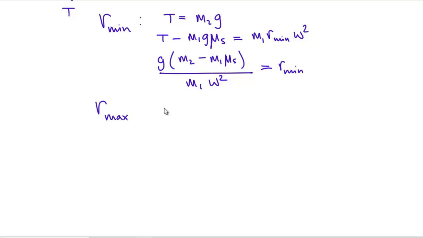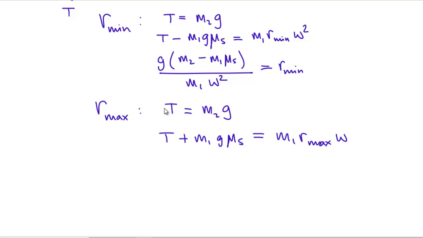The only thing that's going to change then for R max is the sign in the second equation. For R max, the thing hanging over the edge is still, nothing's changed as far as that's concerned, the tension's still the same, but now we've got a T plus M1 g mu s. We've got exactly the same equation. We just flipped the direction of the friction because it's now tending to move outwards rather than inwards. So we're going to get exactly the same, except we change the sign on the inside of the bracket.